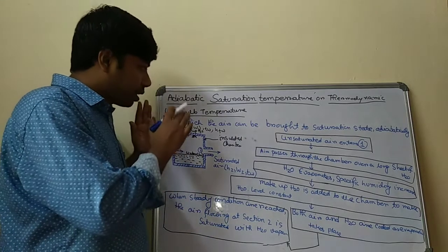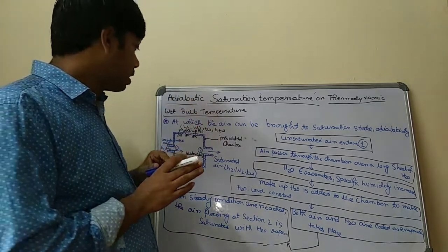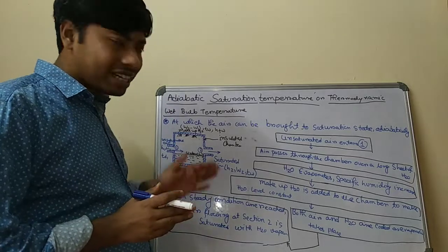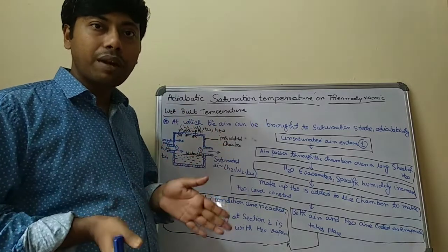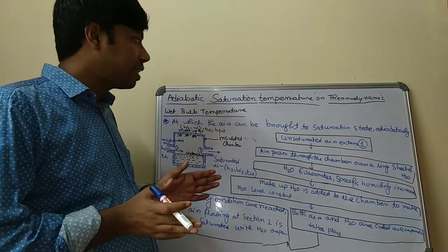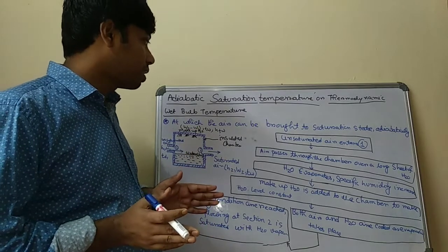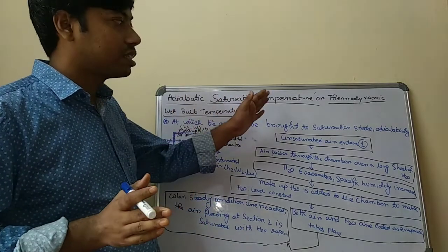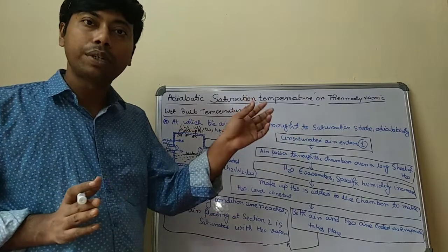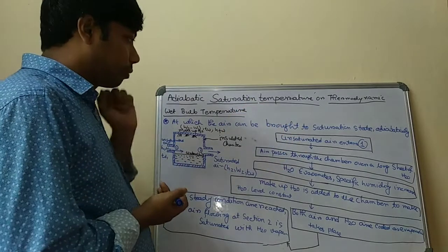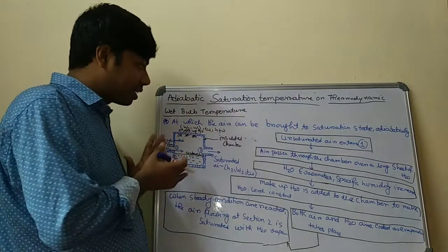Now, the definition is that the temperature at which the air can be brought to the saturation state adiabatically is called the adiabatic saturation temperature, or sometimes also the thermodynamic wet bulb temperature. Now, what is the process for that?